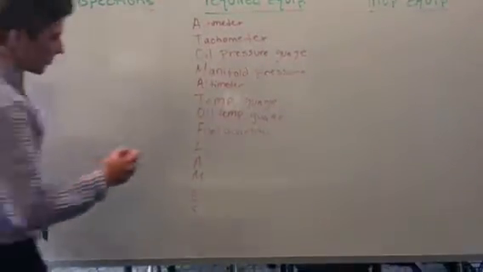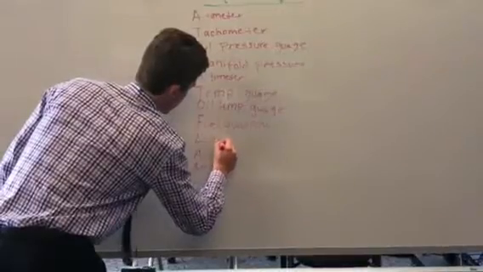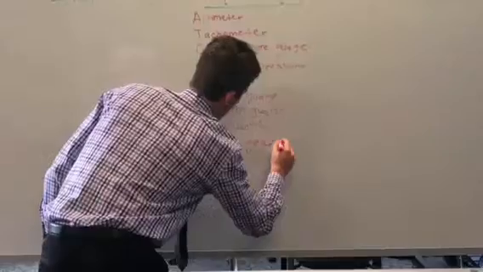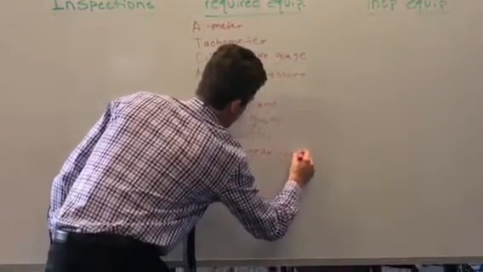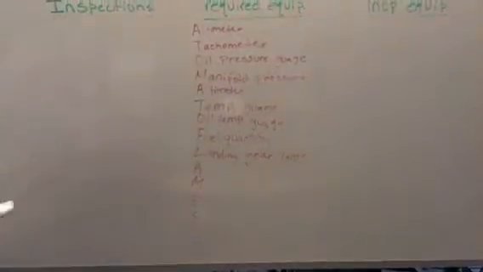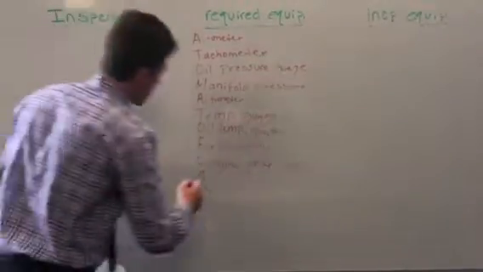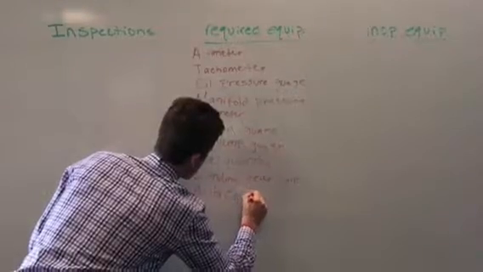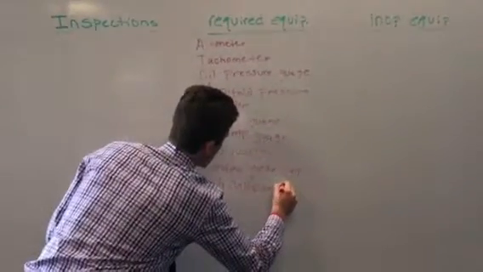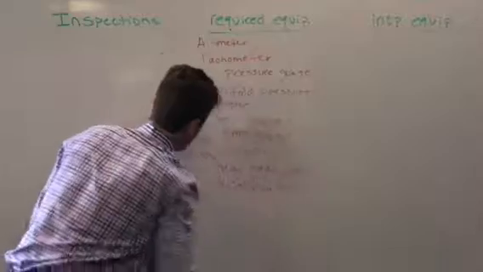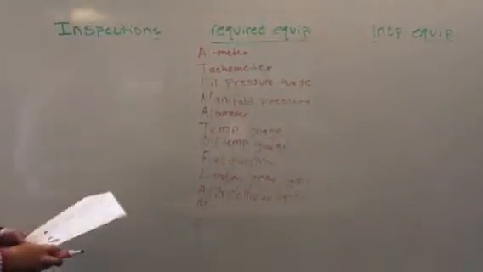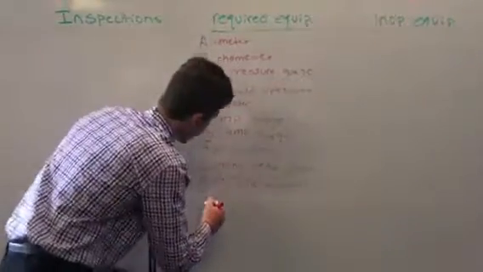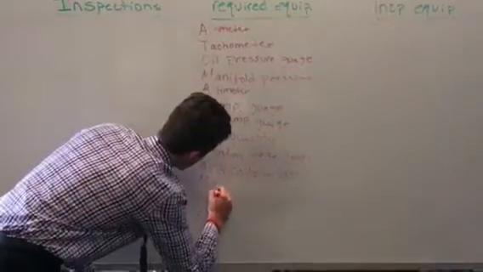We also need landing gear position lights. On the Aero, if we're flying day VFR, those need to be working. Landing gear lights. And we also need anti-collision lights, or nav lights. We need a magnetic compass, or magnetic direction indicator. So I'm just going to put mag compass.